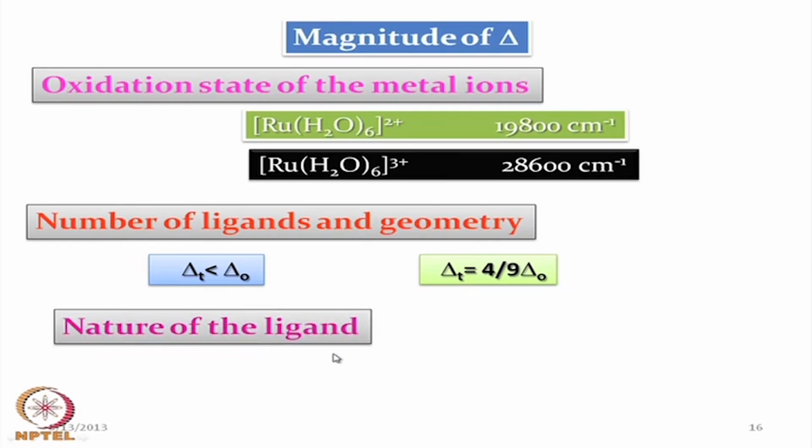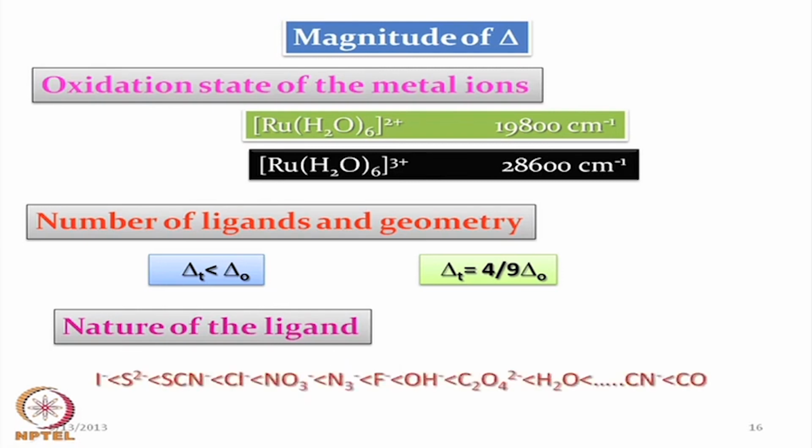Then the nature of the ligand can also change the corresponding environment, which we have already seen. We have now elaborated a little bit on the spectrochemical series. What we have seen earlier is iodo, bromo, chloro, fluoro, then water, then ammonia and ethylenediamine. Now we have added some more ligands to that series so that we can have an extended series involving most of the common ligand systems.